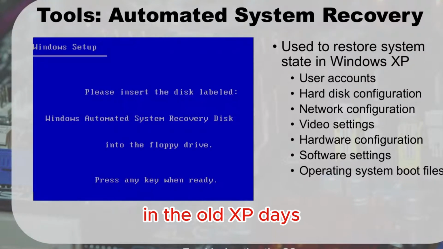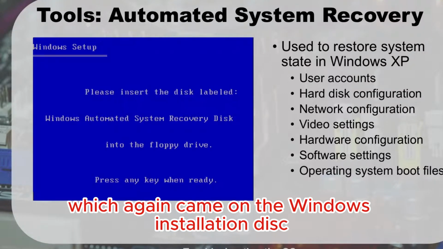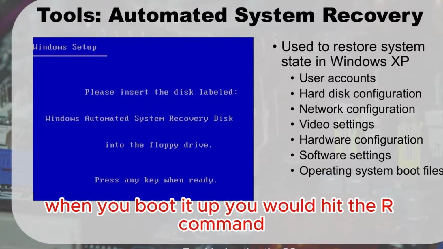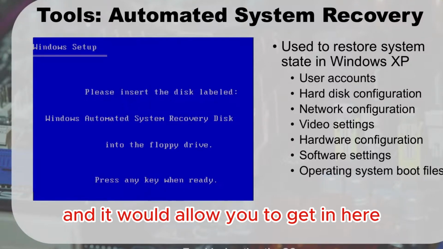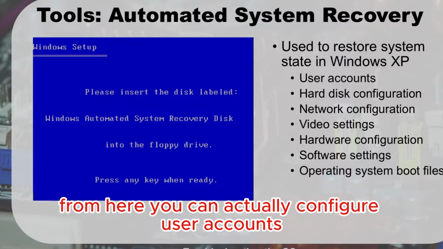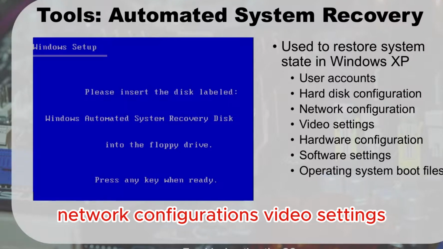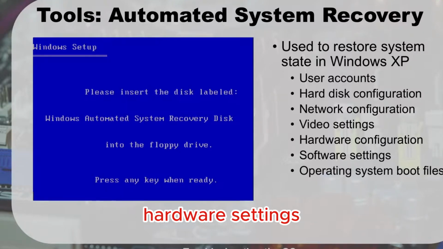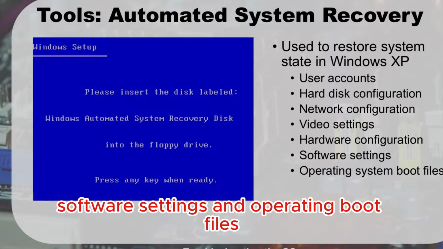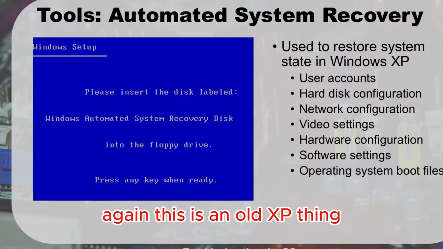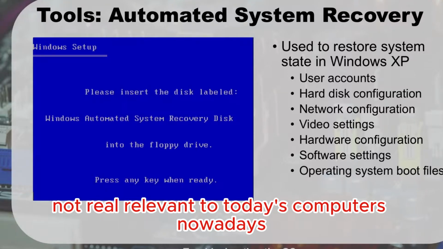In the old XP days, we had the automated system recovery, which again came on the Windows installation disk. When you boot it up, you would hit the R command once you got to the first menu, and it would allow you to get in here. From here, you can actually configure user accounts, do hard disk configurations, network configurations, video settings, hardware settings, software settings, and operating boot files. Again, this is an old XP thing, not real relevant to today's computers.